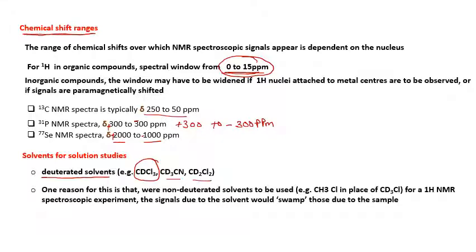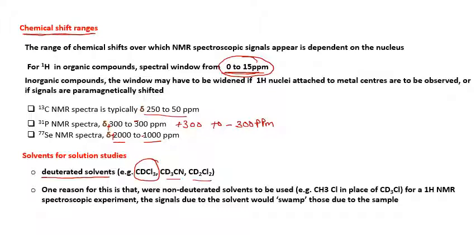So basically, first you have to check the solubility of your compound. If your compound is soluble in a particular solvent, you have to use the deuterated version of that solvent. For example, if your compound is soluble in chloroform, you have to use CDCl3 to dissolve your compound and record the NMR.